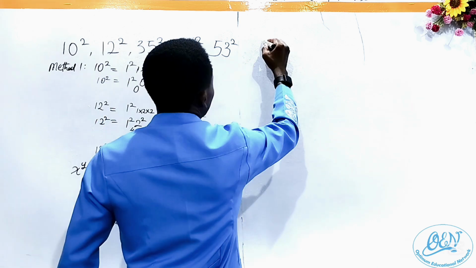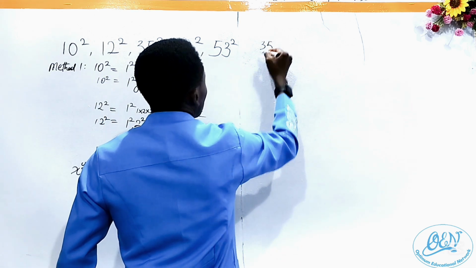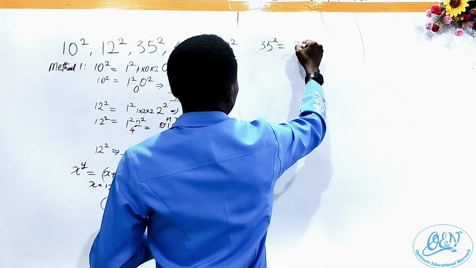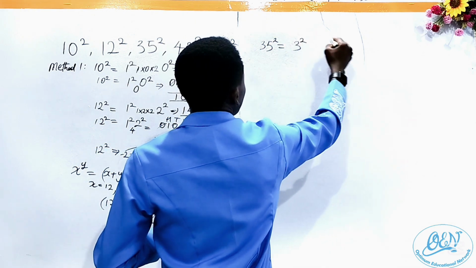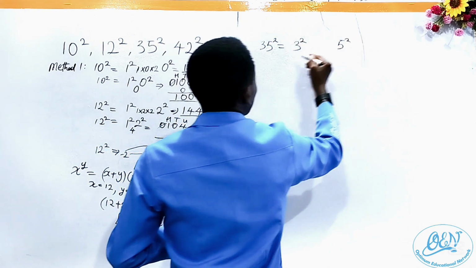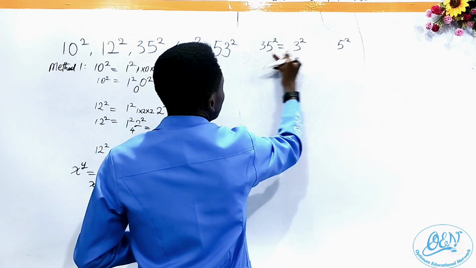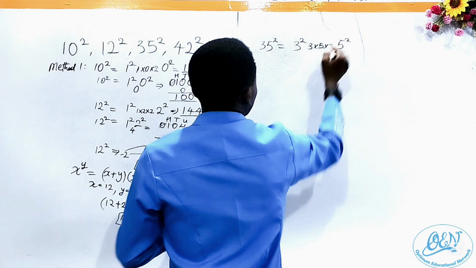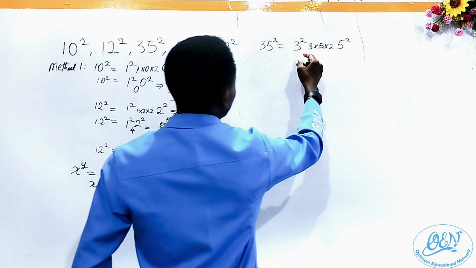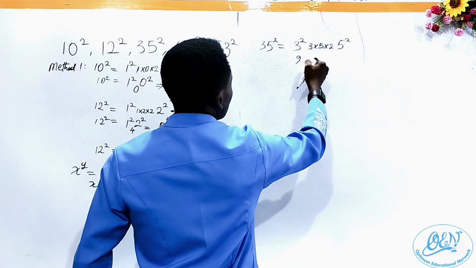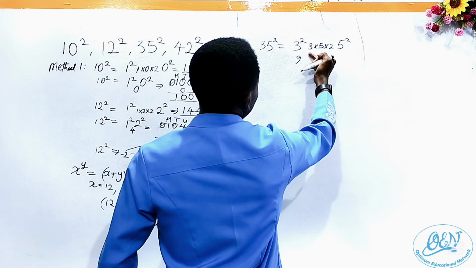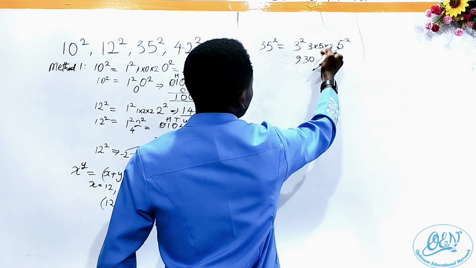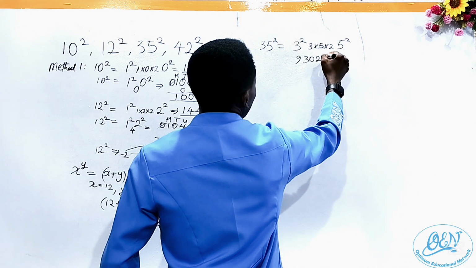So 35 squared. Of course, the first number squared, the last number squared, and 3 times 5 times 2. So this is going to give us 9, 30, and 25. 3 times 5 is 15, times 2 is 30, and this is 25.